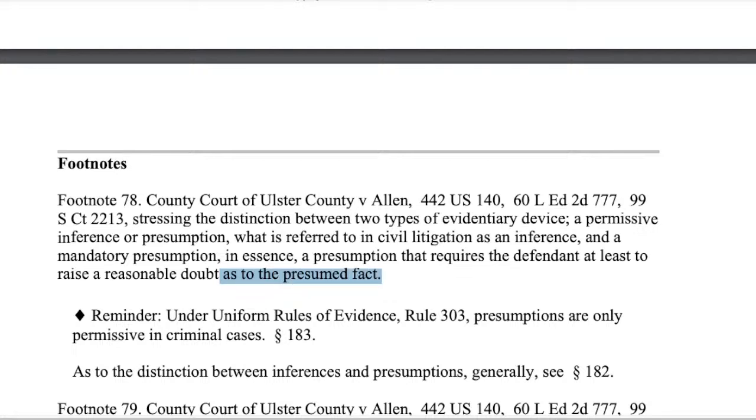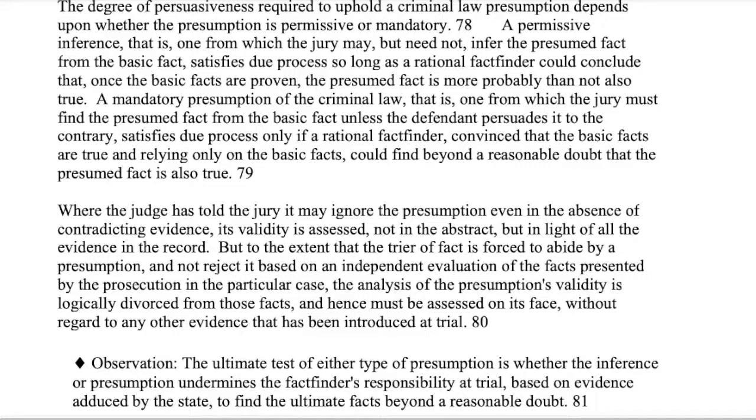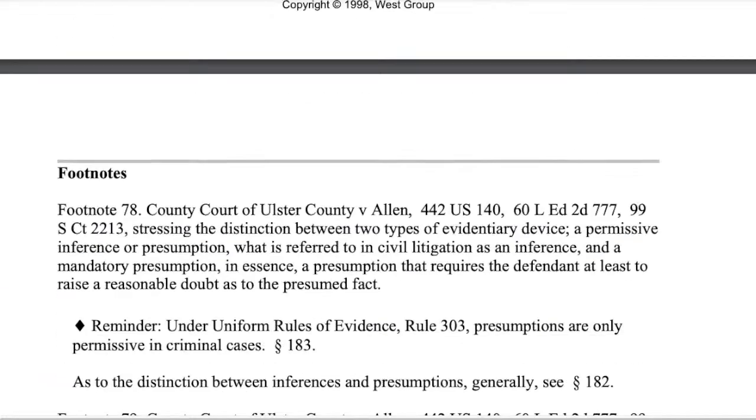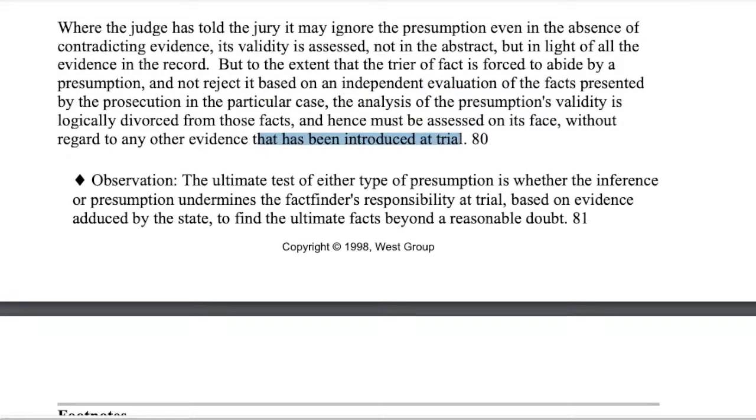Okay, so it requires the defendant at least to raise a reasonable doubt as to the presumed fact. Where the judge has told the jury it may ignore the presumption, even in the absence of contradicting evidence, its validity is assessed, not in the abstract, but in the light of all evidence in the record. But to the extent that the trier of fact is forced to abide by a presumption, and not reject it based on an independent evaluation of the facts presented by the prosecution in the particular case, the analysis of the presumption's validity is logically divorced from those facts, and hence must be assessed on its face, without regard to any other evidence that has been introduced at trial. Same case. So this one's a landmark.